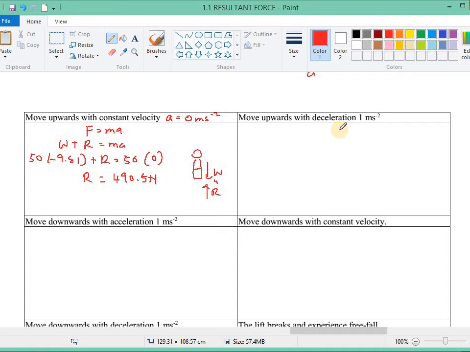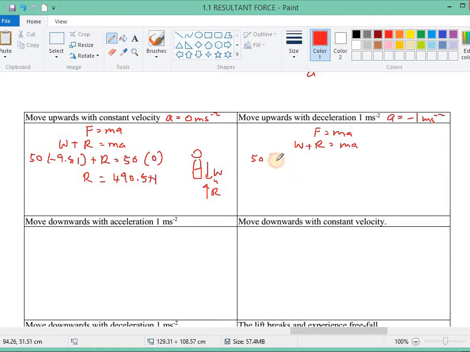Next, if the lift moves upward with deceleration 1 meter per second squared, that means it becomes slower and slower, going up but getting slower and slower. So what will be the reading? If it moves up but decelerates at 1 meter per second squared, the acceleration is negative 1 meter per second squared, because deceleration is negative acceleration. So F equals ma, weight plus reaction.